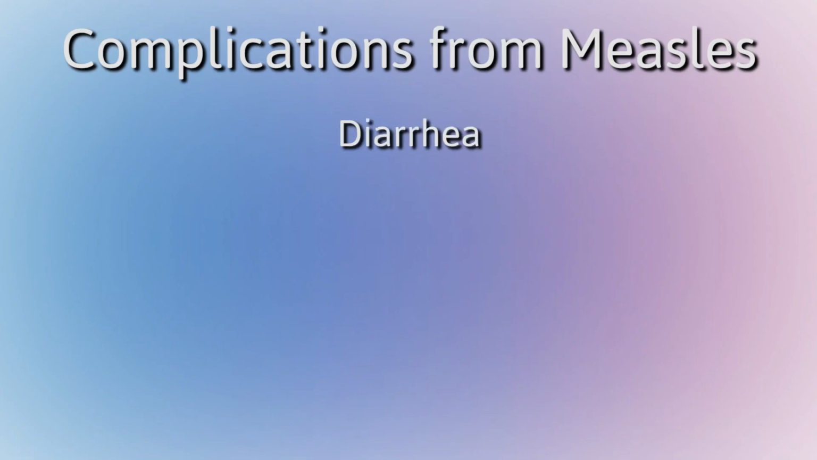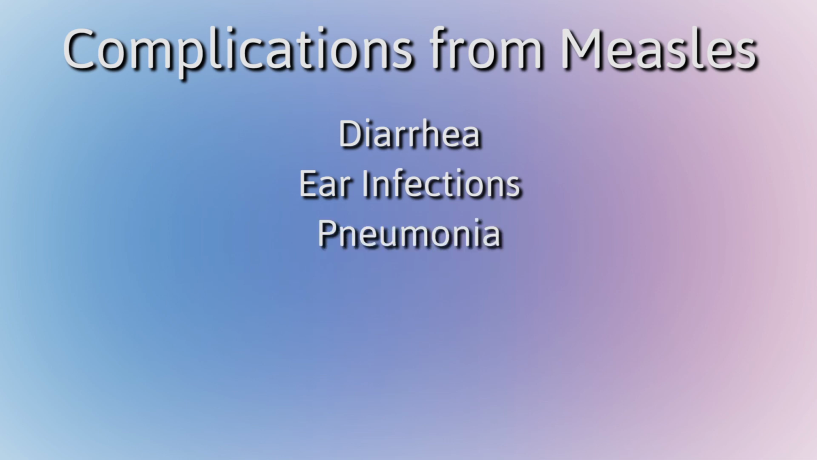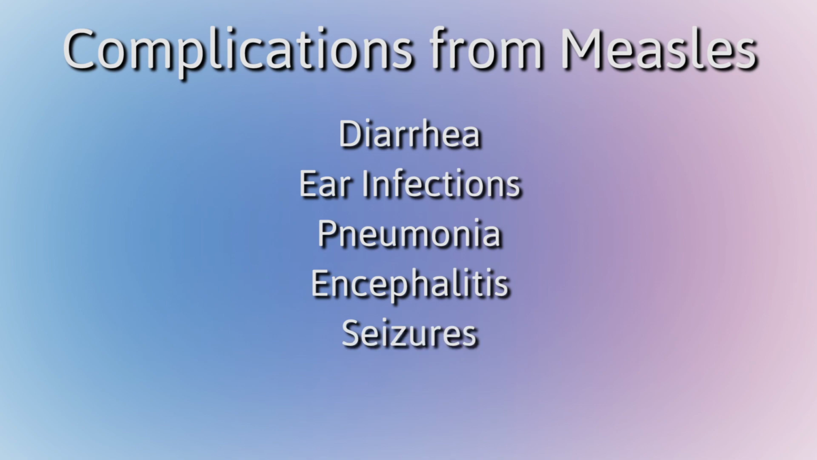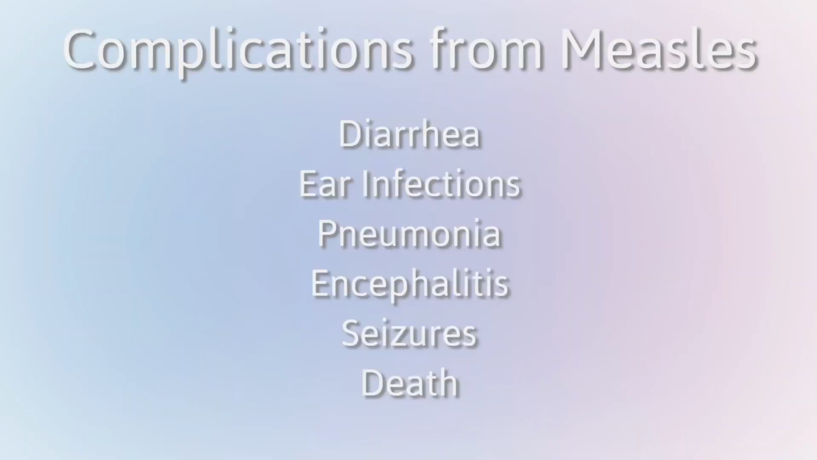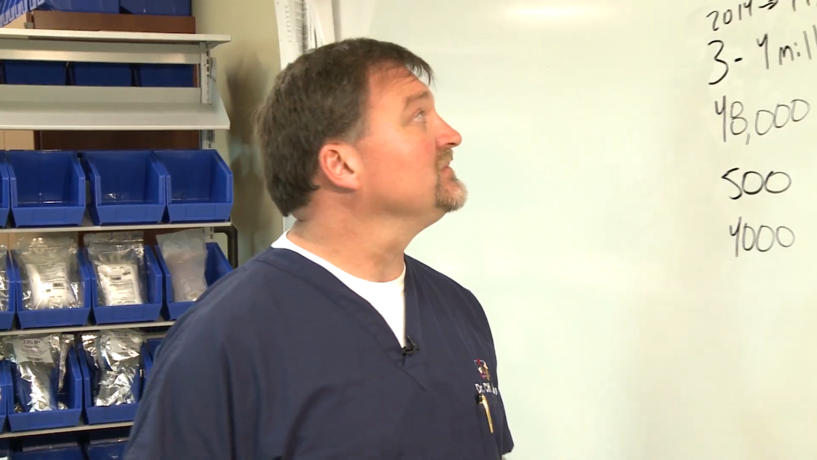30% of the people who had measles would develop one or more complications from the measles. These would include diarrhea, ear infections, pneumonia, encephalitis, which was an infection or swelling of the brain, seizures, and even death. Prior to the vaccine's use in 1963, it was a universal infectious rate, meaning that we had 4 million babies born every year. We were going to have about 4 million cases of measles every year.